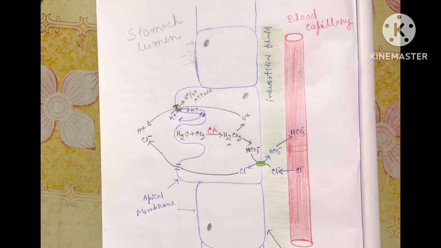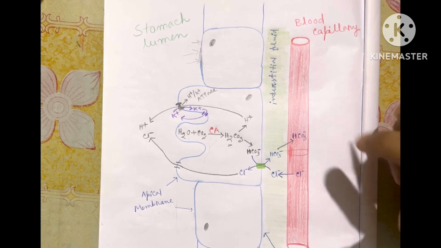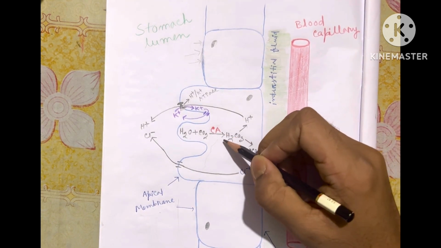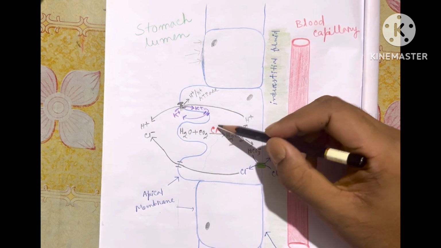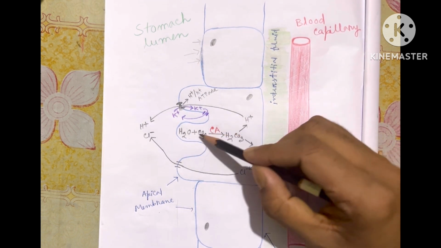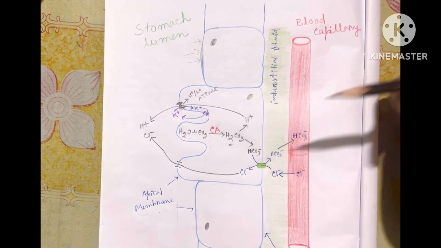So today in this lecture, we are going to discuss the HCl formation inside the stomach lumen. Before starting the topic, we should understand a few basic terms associated with this diagram, and that is one enzyme which is called carbonic anhydrase. This carbonic anhydrase basically catalyzes one particular kind of reaction. What type of reaction? We'll understand later on. So it is carbonic anhydrase.